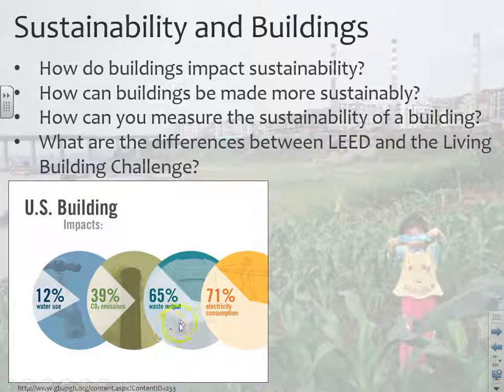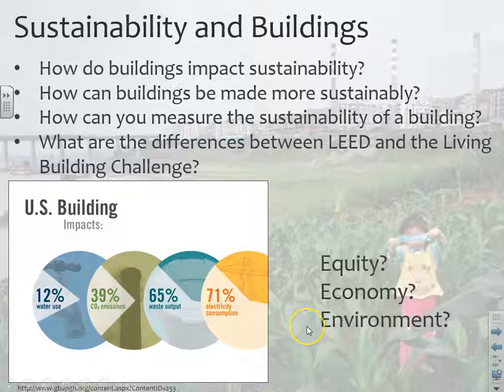And you can take these numbers with a grain of salt. They're all approximate numbers. About 70% of all electricity, 65% of waste, 40% of emissions, 12% water use. So it's a big deal. If we're concerned with sustainability, we should really look at the building sector because it's a huge chunk of our sustainability impacts. And of course, you always want to keep in mind the 3 E's of sustainability.